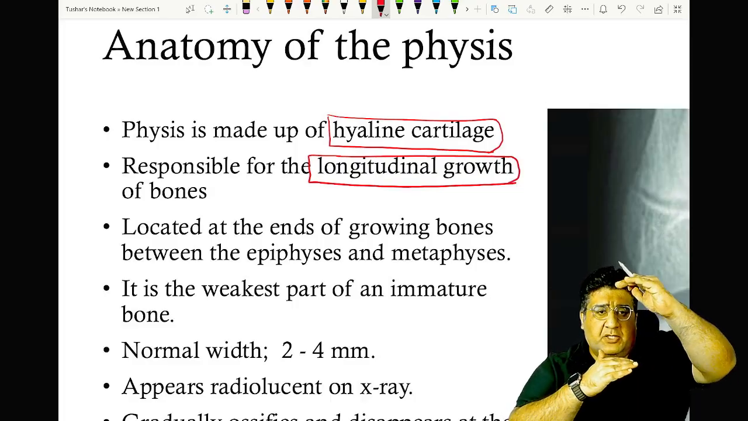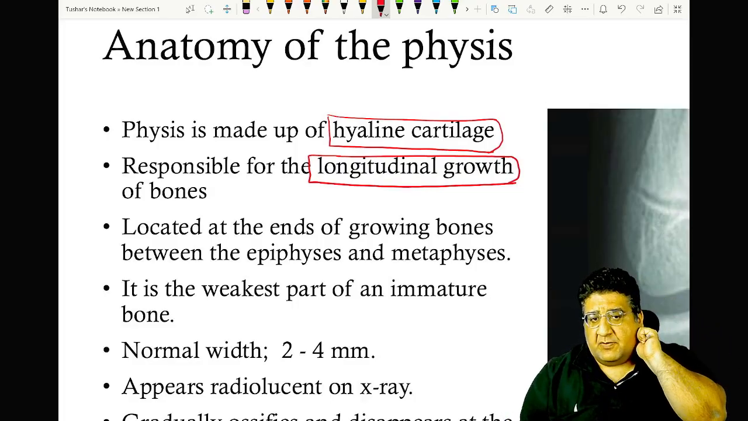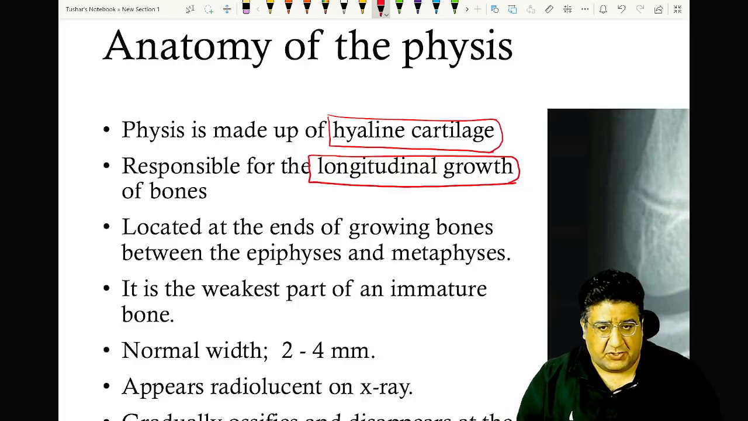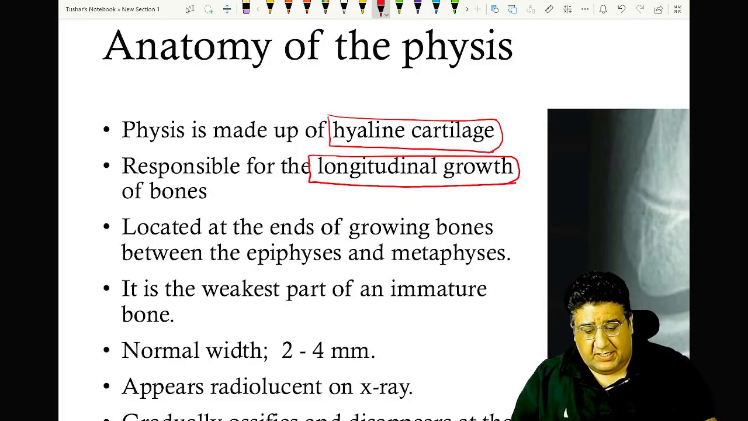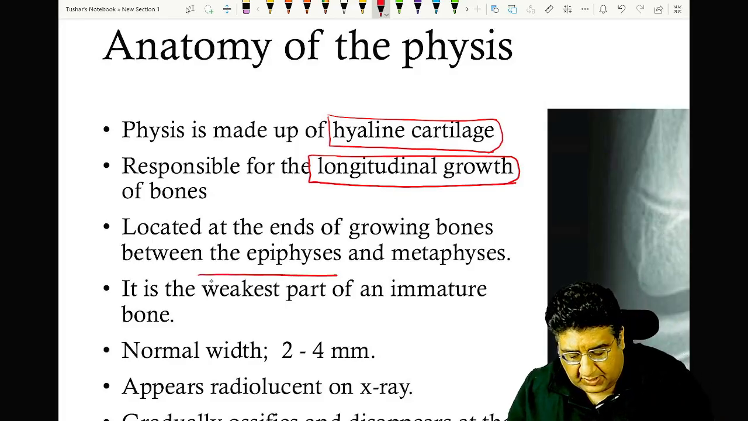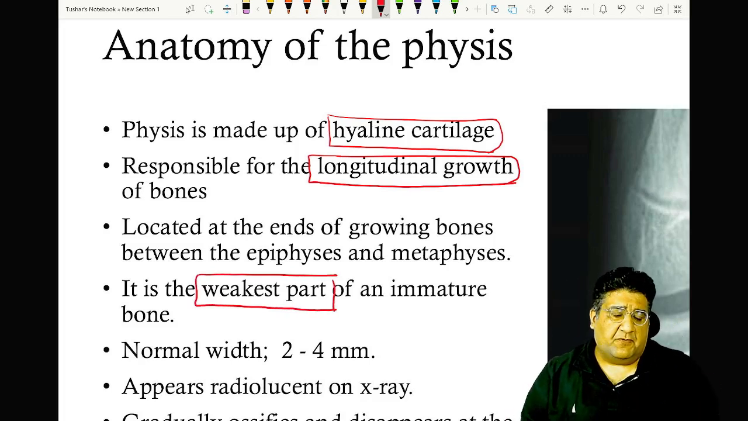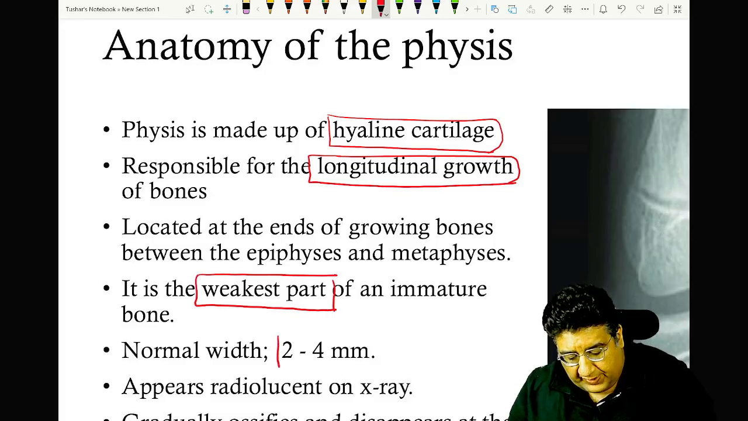It is located at the growing ends, the proximal and distal end of the bone, between the epiphysis and metaphysis. That's the third point I have mentioned. In an immature skeleton, it is the weakest part and therefore injury to the physis is very common, which we'll discuss in the second half of the video.